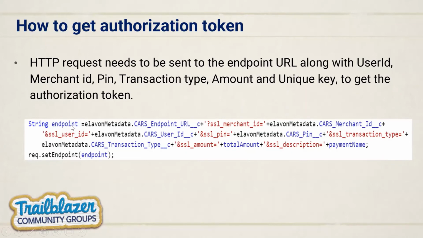Here I have attached a screenshot of how the endpoint should look. Since it is configurable and different for different environments, we have handled it in the custom metadata. We just have an endpoint URL in this file, and we will concatenate all the details like merchant ID, user ID, PIN, transaction type, amount. Here the description field is what we are using as a unique key. So we'll build the endpoint URL based on this information, and we'll send the HTTP request to get the authorization token from the external system.